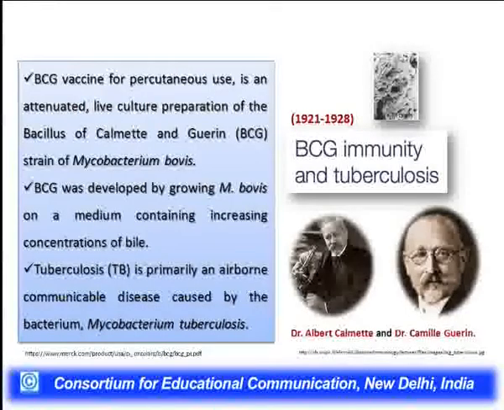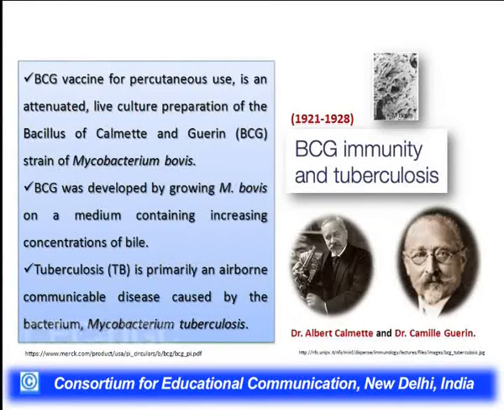Now, we come to the first vaccine development, which is against tuberculosis. Tuberculosis, as all of us know, is a primarily airborne communicable disease, which is caused by a bacterium called Mycobacterium tuberculosis. This vaccine was developed by Dr. Albert Calmette and Camille Guérin. So the BCG vaccine was a percutaneous vaccine which was developed. It is an attenuated vaccine which was developed in abnormal conditions for a prolonged period of time. It was grown in a medium which contains an increasing concentration of bile.